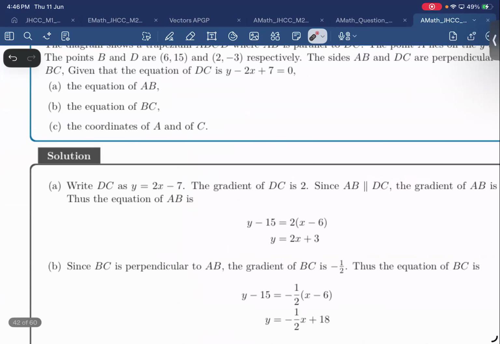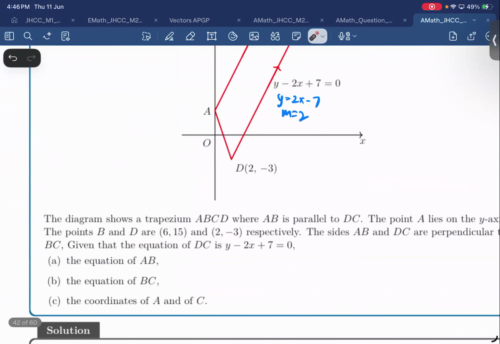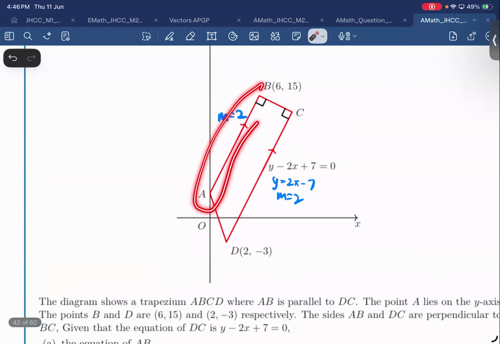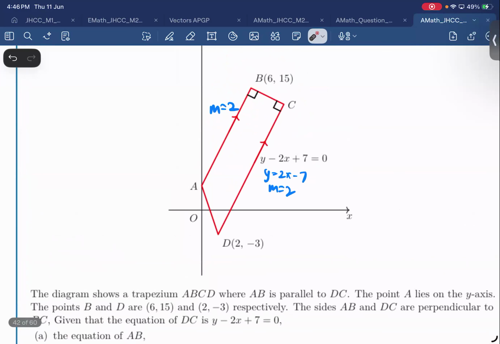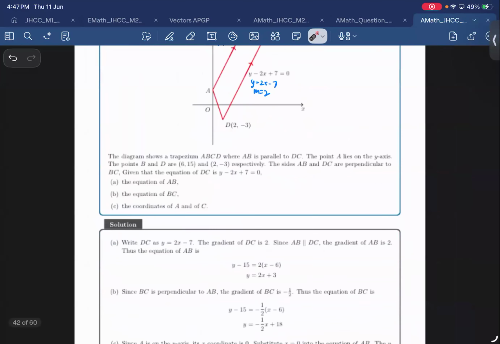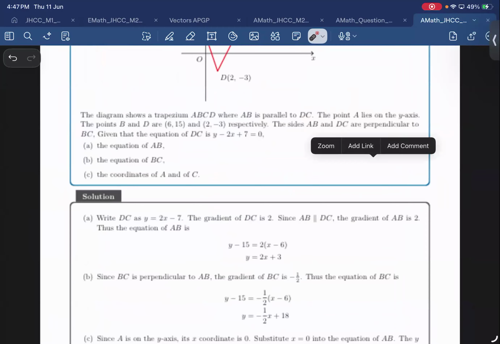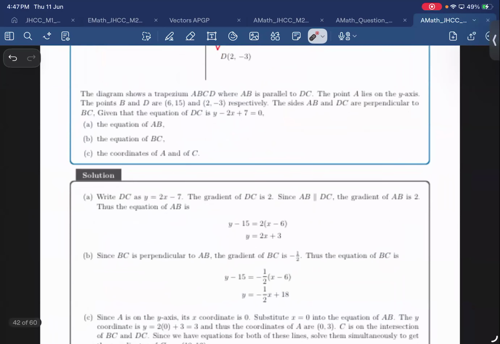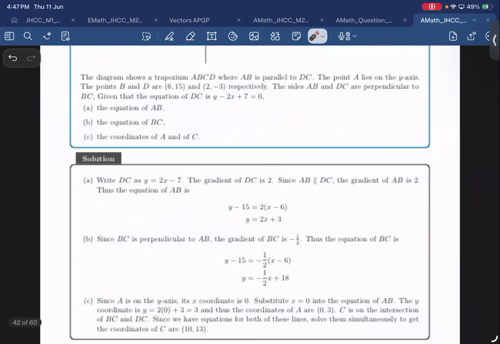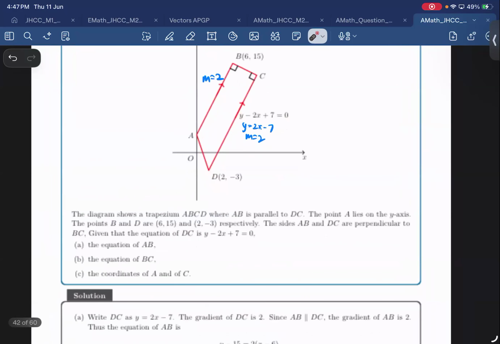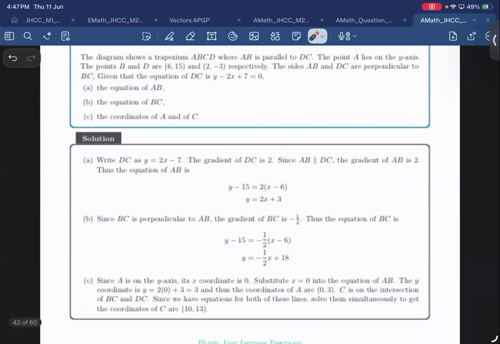Then lastly, the coordinates of A and of C. The coordinates of A is simply the y-intercept of this line, so let x equal 0. For C, you have to solve simultaneous equations, using the equation of line BC and the equation of line CD. So the coordinates of A will be (0, 3), and for the coordinates of C, you solve the simultaneous equations for lines BC and CD, and you will get (10, 13). Any questions for this?